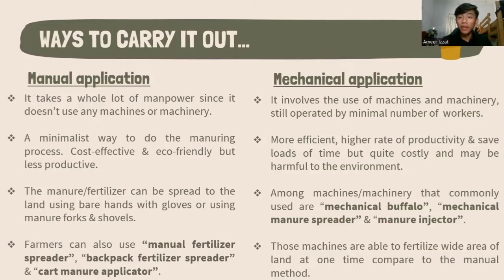And for the mechanical application, this method involves the use of machines and machinery, but it is still operated by a minimal number of workers. It is more efficient, has a higher rate of productivity, and saves lots of time. But it is quite costly and may be harmful to the environment. Machines commonly used are mechanical buffalo, mechanical manure spreader, and manual injector. Those machines are able to fertilize a wide area of land at one time compared to the manual method.